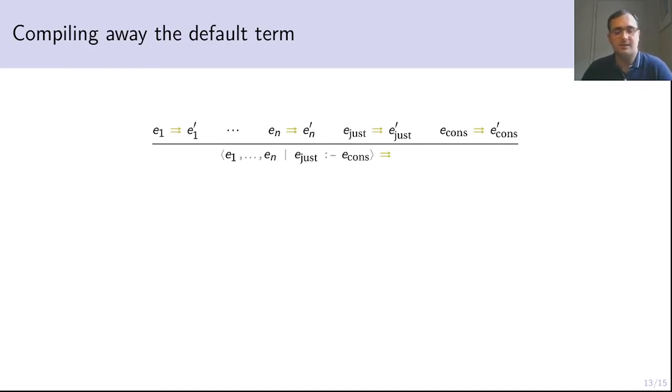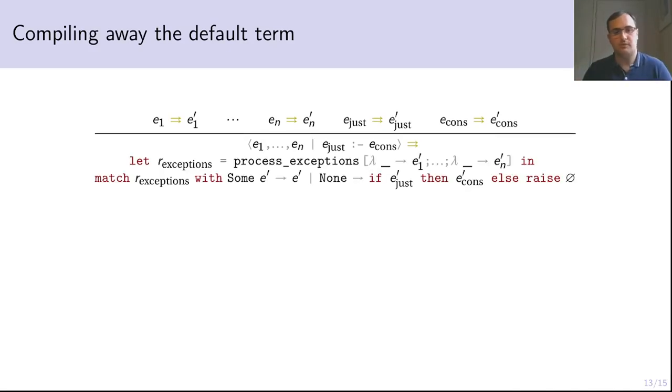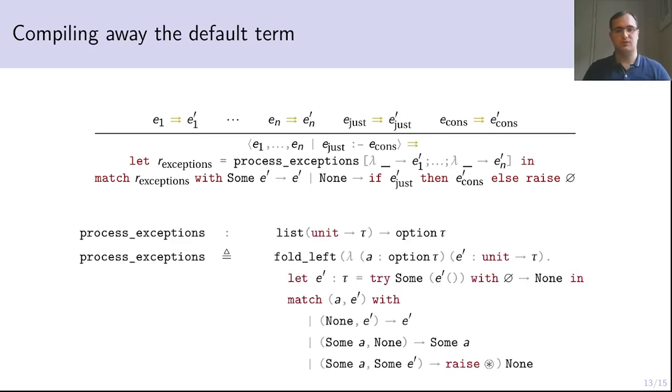to use advanced techniques of compilation, which basically amount to compiling our default calculus to lambda calculus. And here are the critical compilation steps. We take this default term, and then we're going to process the exceptions one by one, which we have to thunk because otherwise they're going to get evaluated early. And then we're going to see whether an exception triggers or not. And if not, then we'll just evaluate the base case with the condition.